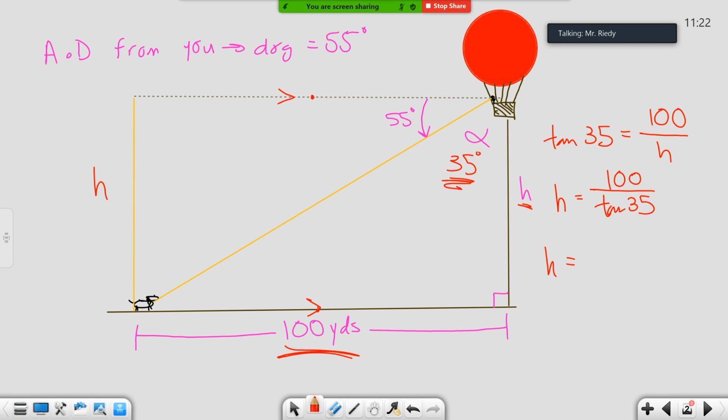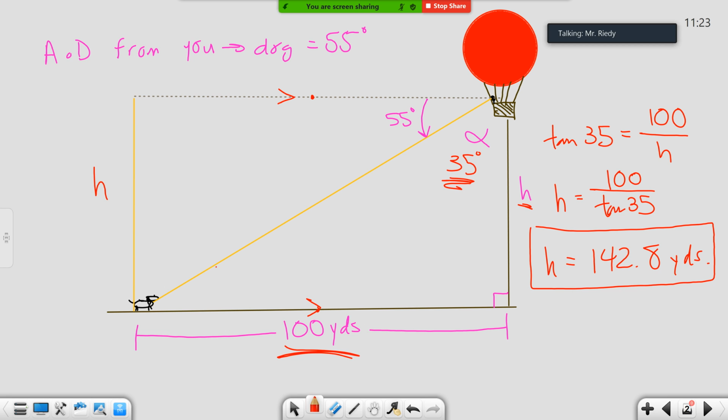Type that into your calculator and please tell me how far up in the balloon you are. I'll wait. Around 142.8. 142.8 yards. Can somebody confirm that, please? Okay, yes. Good. We have confirmation. Well done. Is that answer reasonable? Yeah, it seems reasonable. Okay. That's pretty high up, but that's okay.